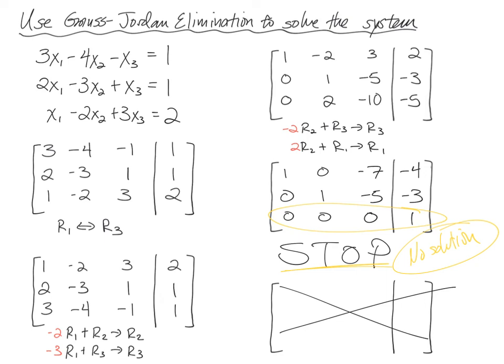what this bottom row is telling us is that there would be 0x1s plus 0x2s plus 0x3s equals 1. So we're essentially saying 0 equals 1, which is false. So this final one has no solution.